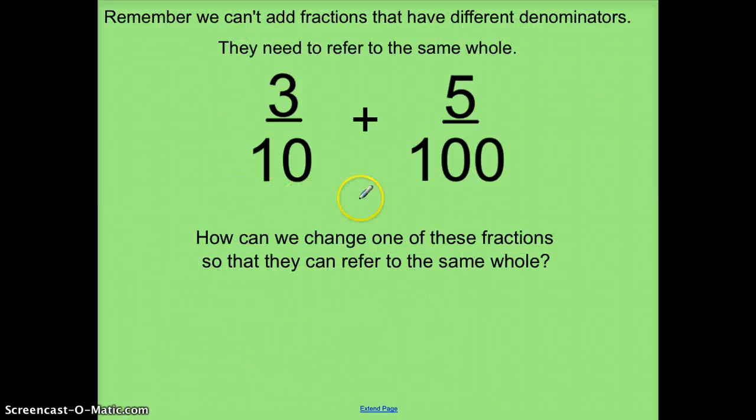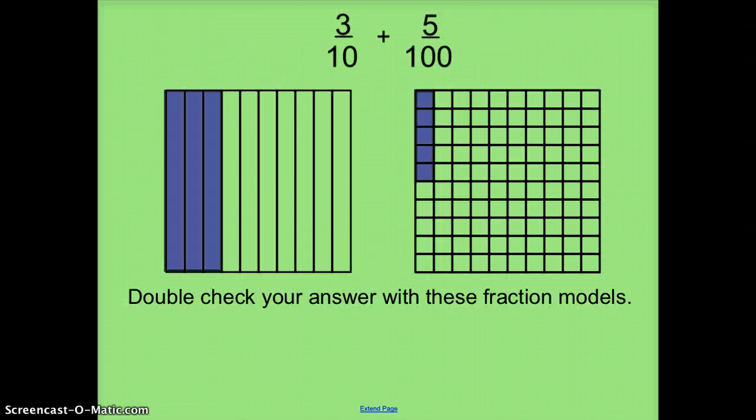We're going to have to change one of these fractions so that they refer to the same whole. We can't add fractions with different denominators until they have the same whole. So we're going to take a look at that same problem, 3/10ths plus 5/100ths, and decide how we can change one of these so that we have two fractions with the same denominator. So one thing I can do is take these and move them around so that they're both going to equal hundredths.